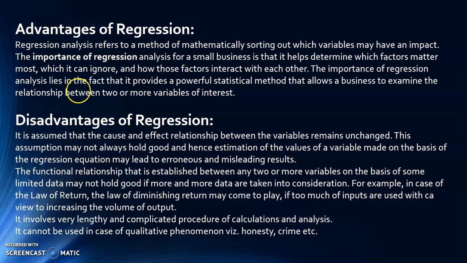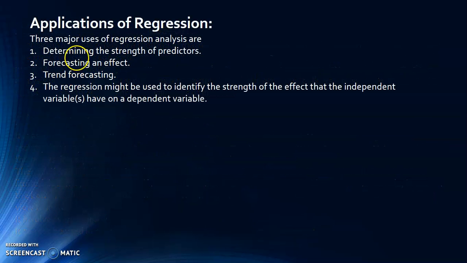Let us see what are the applications of regression. There are three major uses of regression analysis: determining the strength of predictors, forecasting an effect, and trend forecasting. Regression might be used to identify the strength of the effect that the independent variables have on a dependent variable.